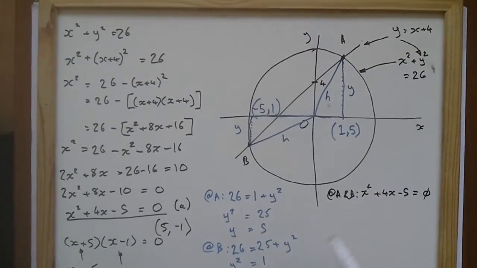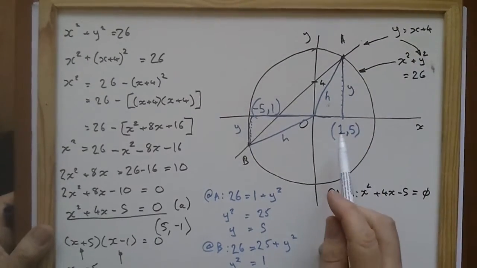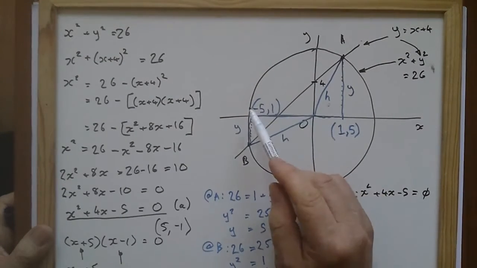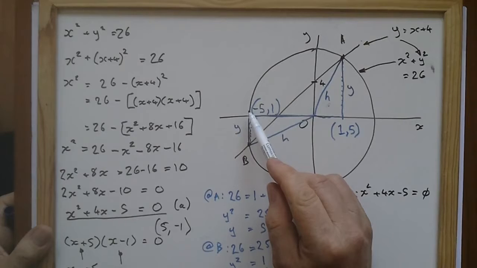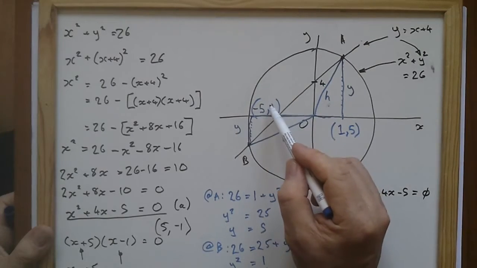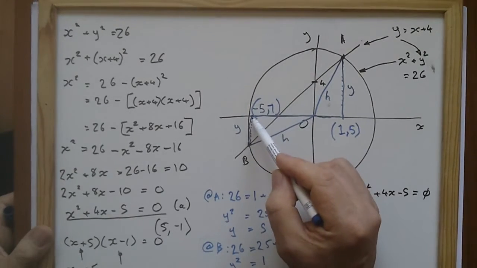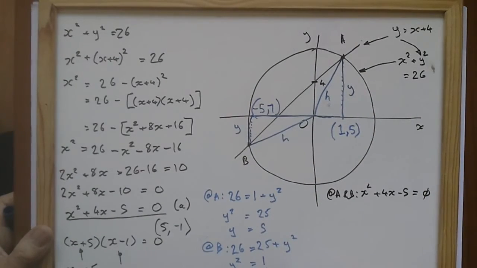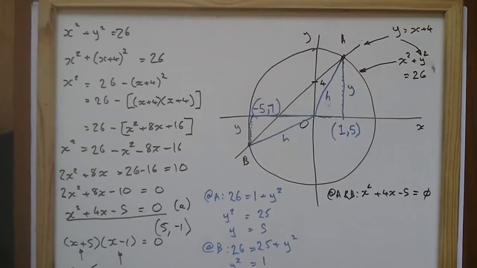So the two answers are that A has the coordinates 1, 5, and that B has the coordinates minus 5, and that's minus 1. So the magnitude is 1, but we're going downwards, so this is minus 1. And that's the answer.